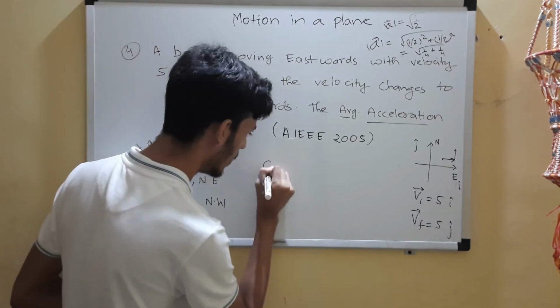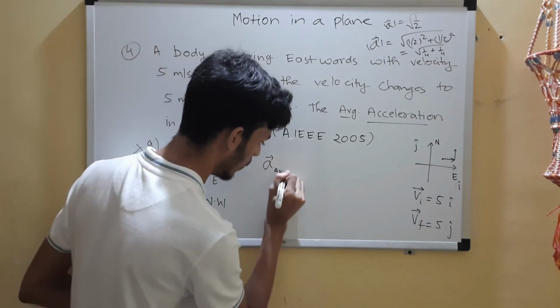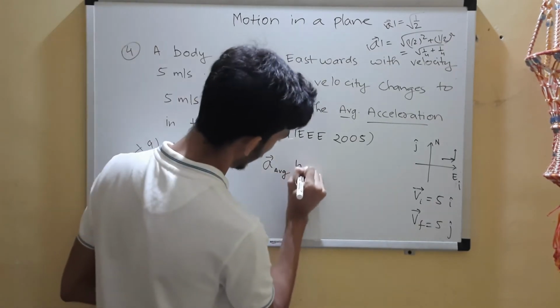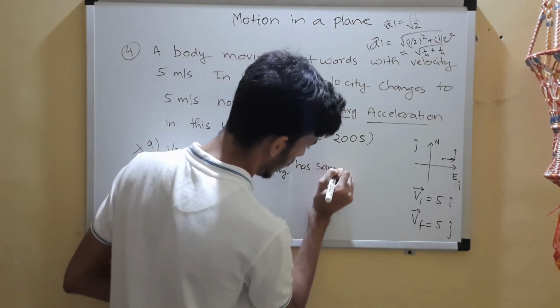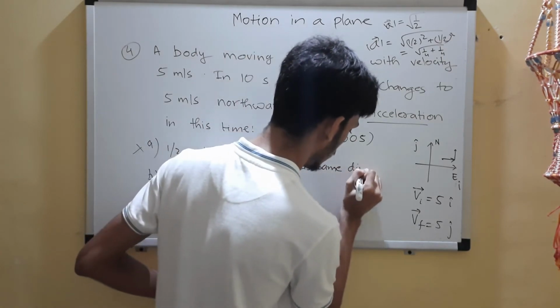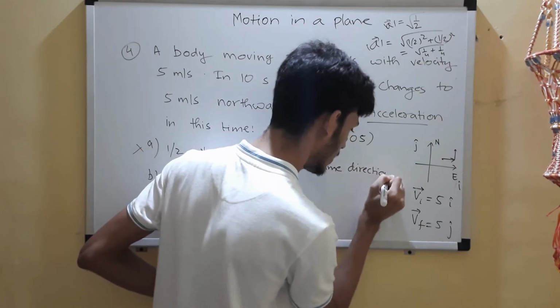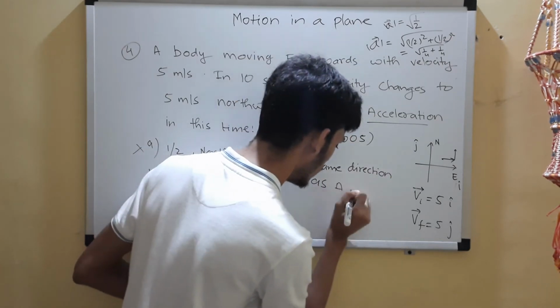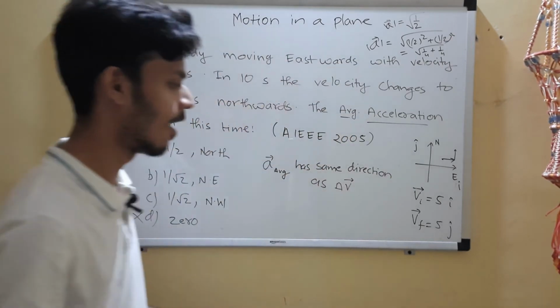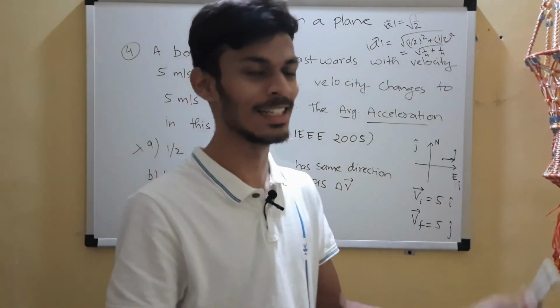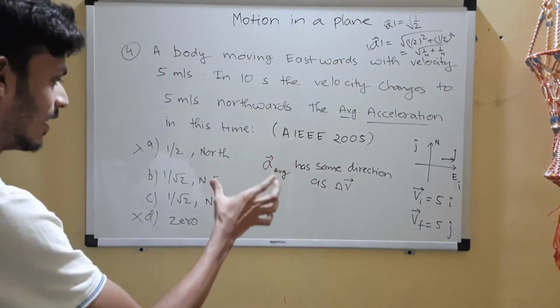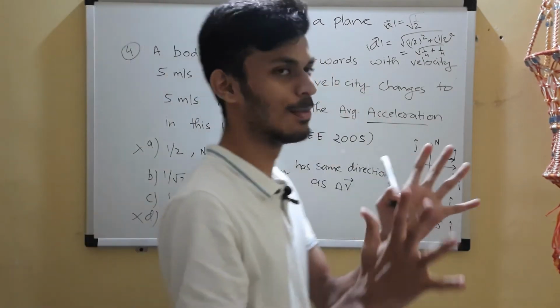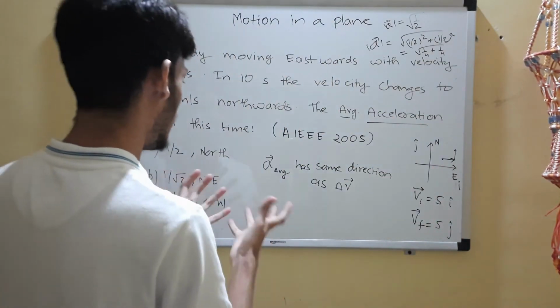So I'll state here, okay. The direction of the average acceleration has the same direction as delta V. Now this seems to be a very bold statement. How did I make it a magic statement? No, actually, see, this does seem to be a magic statement. From where did it fall, right?